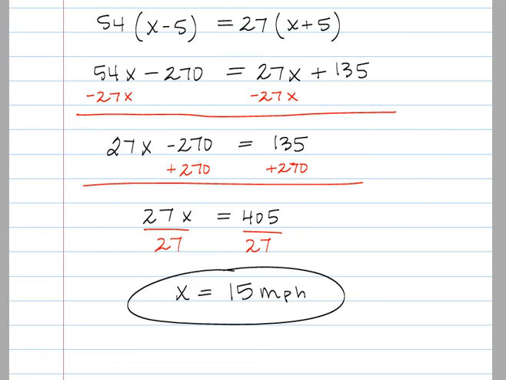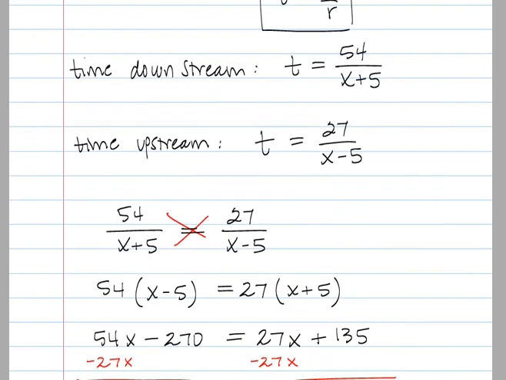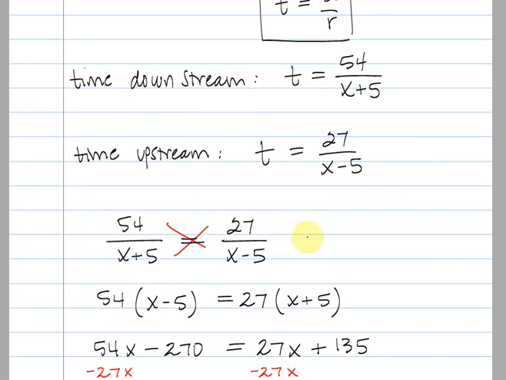Now, just as an added note before we end this, going back up, we were able to set these two expressions equal to each other. We were able to set the two expressions that represented time equal to each other because in the original problem, we were told that the time going upstream and the time going downstream was equal. And so that made sense.